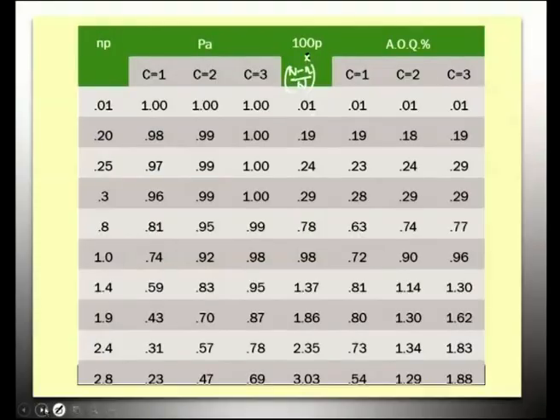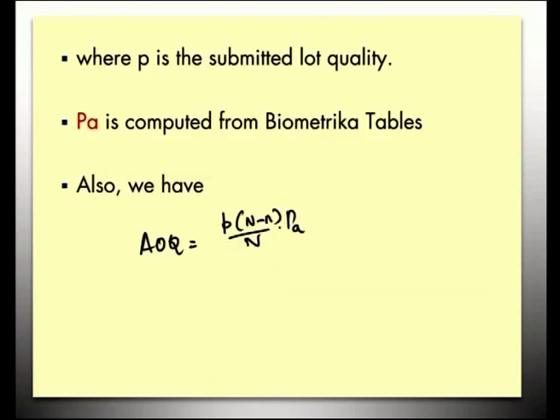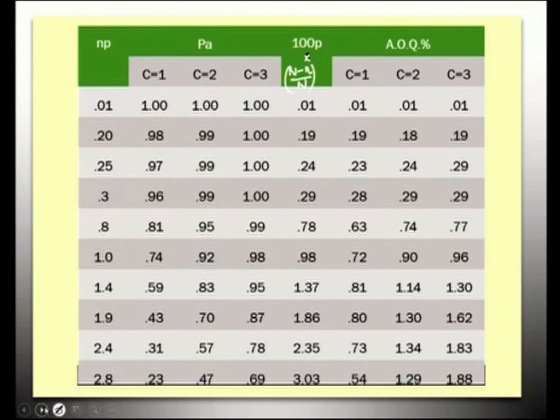And then using the formula of AOQ we will just calculate the AOQ percentage for C is equal to 1, 2, 3 and it happens to be 0.01. Because what is the AOQ formula, that is p into capital N minus n divided by capital N into PA. So, the percentage means this particular value into PA. So, 0.01 into 1 we get AOQ percentage as 0.01, and then similarly for C it is all 1.